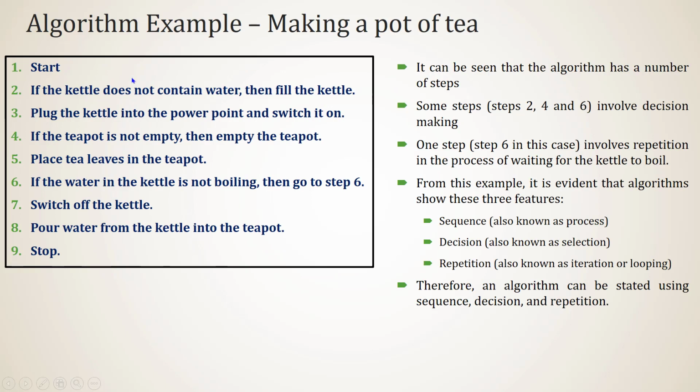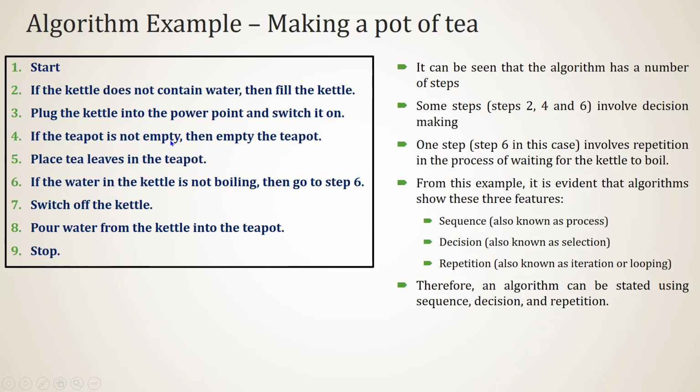So here is an example of an algorithm. It's a simple algorithm for making a pot of tea. The first step is start. If the kettle does not contain water, then fill the kettle. For making tea, we need a kettle, so first we take the kettle. If we don't have any water in the kettle, we have to fill it. Plug the kettle into the power point and switch it on. It is an electric kettle, so I have to push the plug into the socket and switch it on.